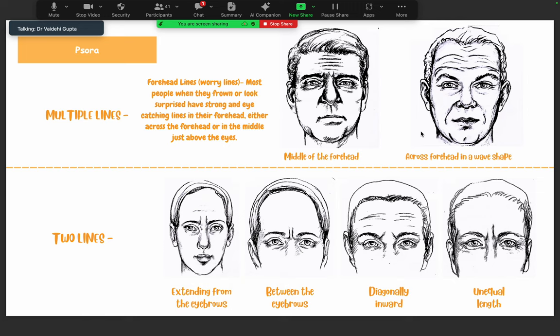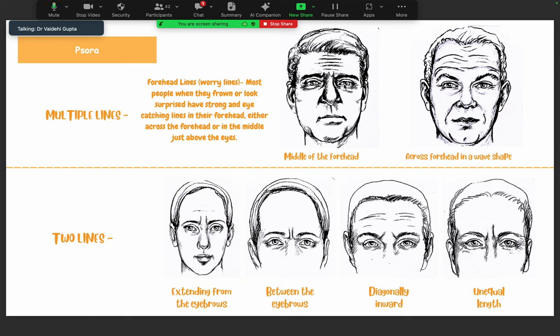So, multiple lines. Forehead lines, which are also called worry lines. Most people, when they frown or look surprised, have strong and eye-catching lines in their forehead, either across the forehead or in the middle, just above the eyes. So these are also called forehead lines or worry lines.